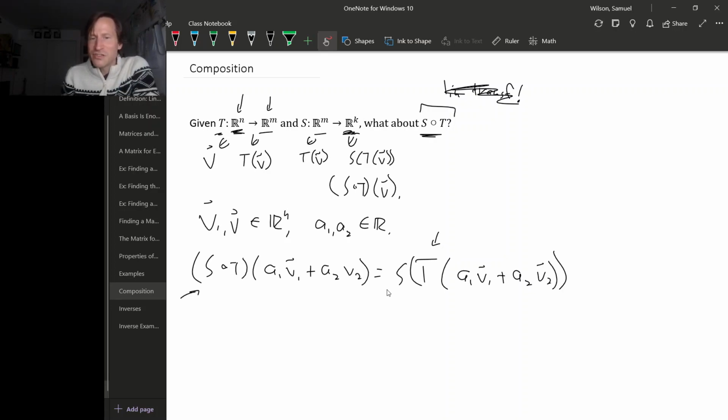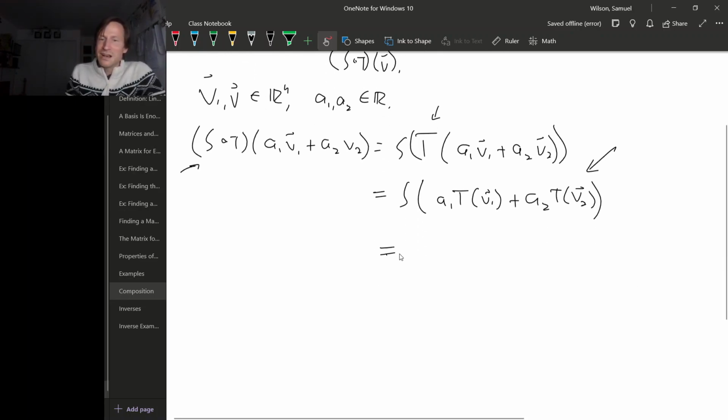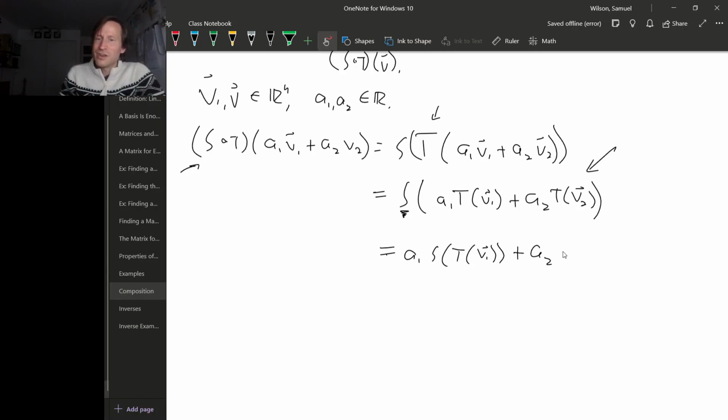But look, T is a linear transformation, so we could use the linear transformation property. We get S of a1 times T of v1 plus a2 times T of v2. Now inside of S we have another linear combination. We can use the characteristic property of linear transformations for the transformation S. So that gives us a1 S of T of v1 plus a2 times S of T of v2.